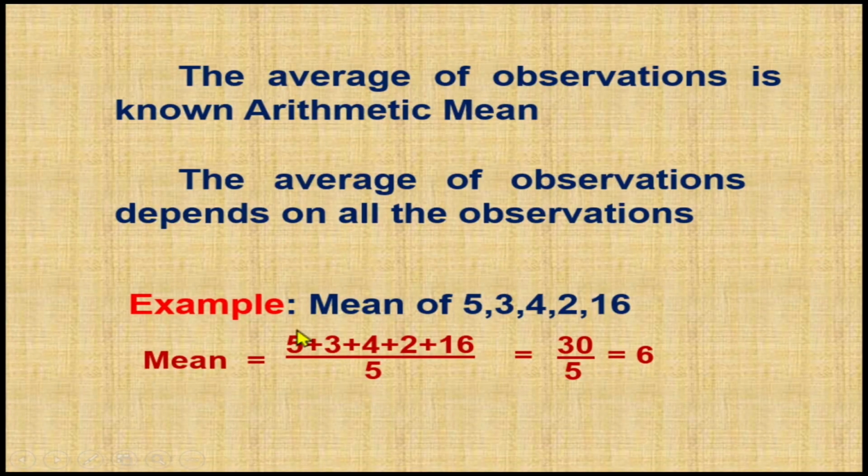Here you are able to see an example, the mean of 5, 3, 4, 2 and 16. Here I want to find the mean of this. Mean is equal to 5 plus 3 plus 4 plus 2 plus 16 by 5, that is 30 by 5, how much is it? 6. But you observe that this 6 is more than 5, 3, 4, 2, but it is smaller than 16. So, in such cases you require another method where you can identify the middlemost value, that is called the median.